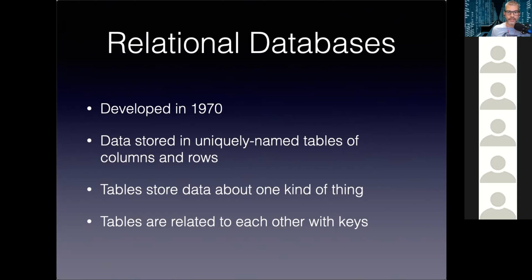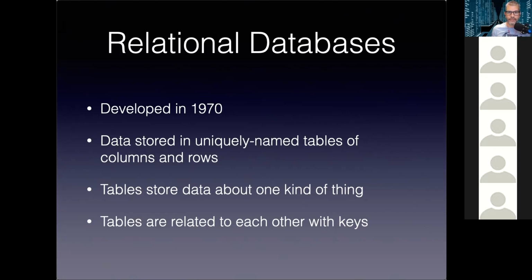The rows in a relational database table represent the individual records. So in that respect, it's an awful lot like what you may be familiar with in terms of a spreadsheet. Relational database tables each store only information about one kind of thing.